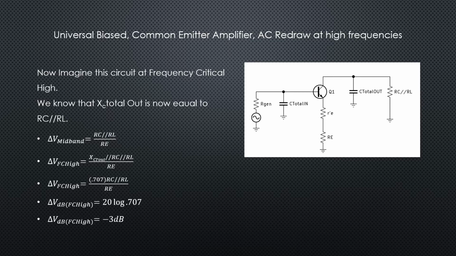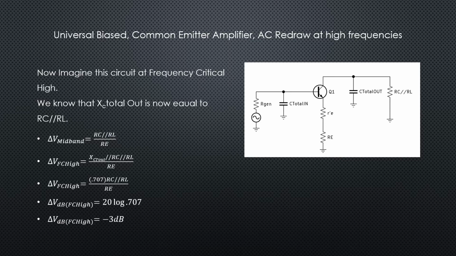So now if we come back to where we were and we're looking at the circuit in terms of high frequency cutoff, we need to now factor in the X sub C total at that frequency. And we know that at cutoff, X sub C should be equal to that resistance RC in parallel with RL. We also know that the X sub C is at a negative 90 degrees. So if we bring those together, those two in parallel will be equal to 0.707 times that original resistance.